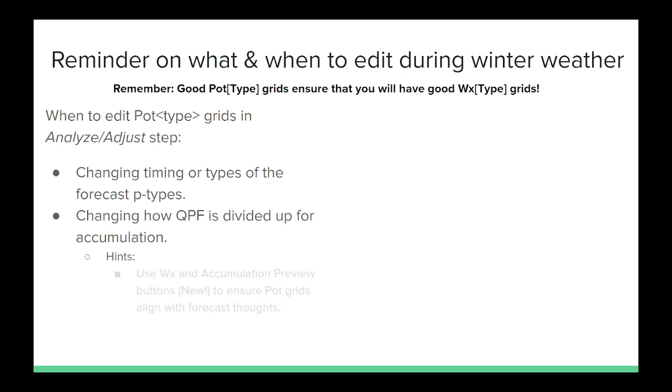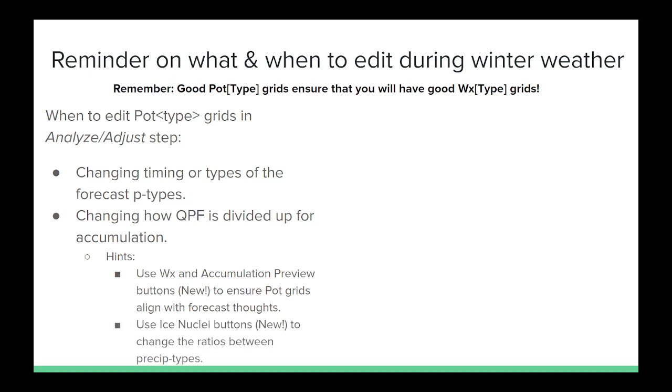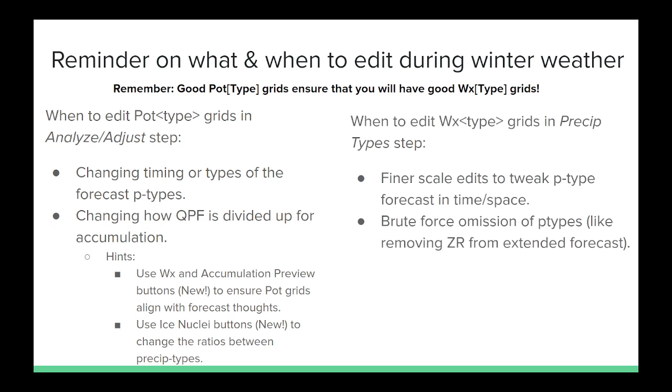for accumulation processes. So a couple of hints, and these relate to new options within the ForecastBuilder software with 10.6, the weather and accumulation preview buttons. Utilize them. They're very helpful to get a view of how everything lays out across your domain for snow, ice, accum, and weather. And then to bring back a capability that we have with the top-down technique, if you're dealing with simply a loss of ice in the cloud, utilize these ice nuclei buttons. There's increase and decrease to help change the ratios between precip types.